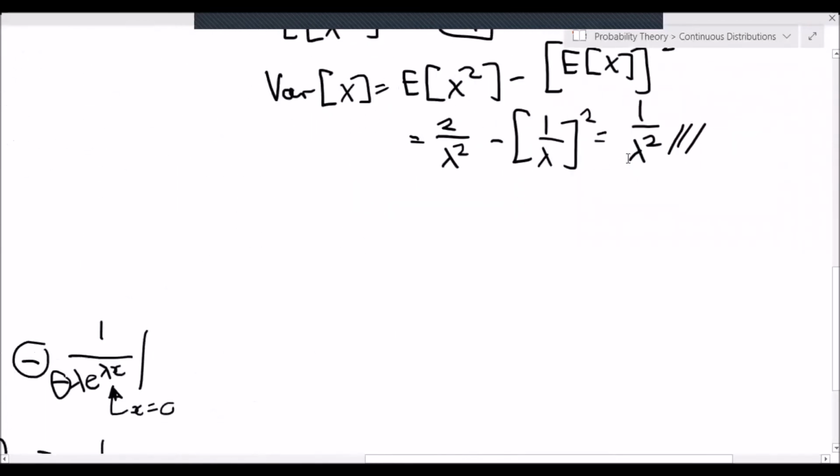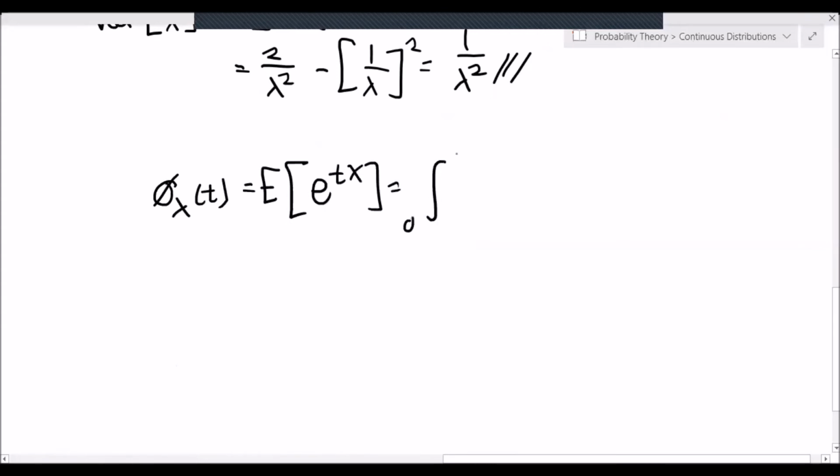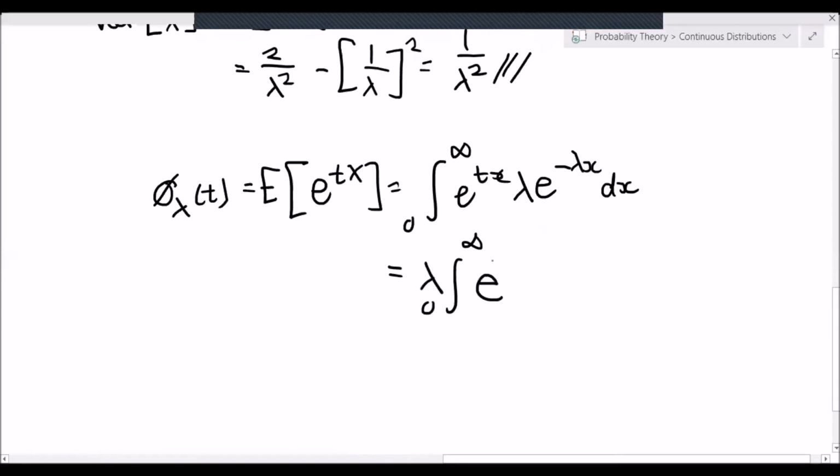Now, I told you I would also show you the moment generating function, so let's do that as well. So phi x at t is equal to the expected value of e to the tx, which is going to be equal to the integral from 0 to infinity of e to the tx times lambda e to the negative lambda x dx. And we can group this and see that it's going to be, put the lambda outside and keep these guys on the inside. It's going to be e to the negative lambda minus t, x dx.